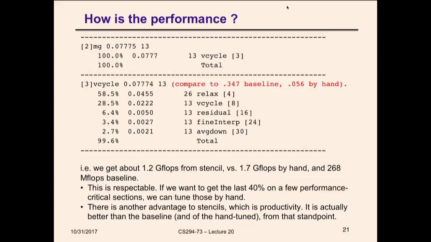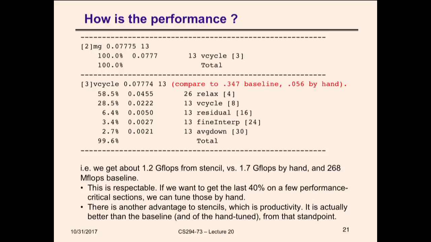So compared to the baseline, which is 0.347 seconds, I'm getting a substantial improvement, on the order of a factor of 4.5 over the baseline. However, it's not quite as good as what I got by hand. And if you look at the actual flop rates, we get about 1.2 gigaflops from the stencil, 1.7 gigaflops by hand, and then the baseline is, as I said, 268 megaflops.